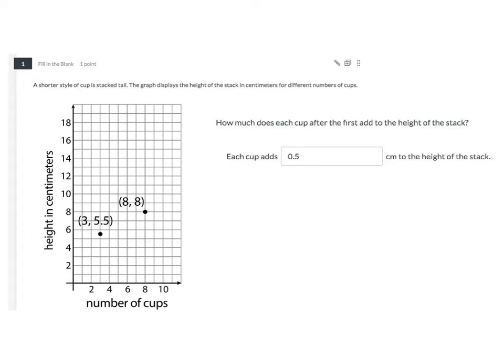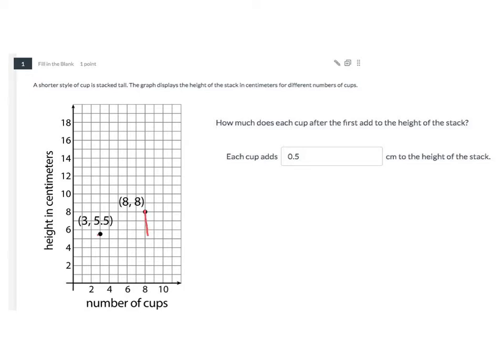On number 1, it says a shorter style of cups is stacked. The graph displays the height of the stack in centimeters for different numbers of cups. How much does each cup after the first add to the height of the stack? So after we put the cup down, how much will each cup add on there? So what we're doing is we're really looking for the slope.